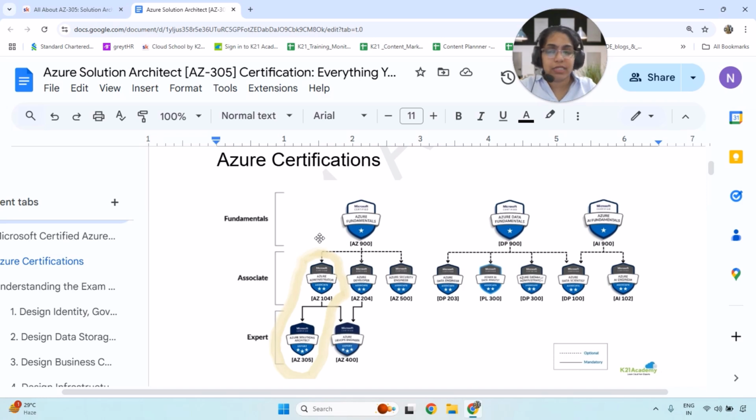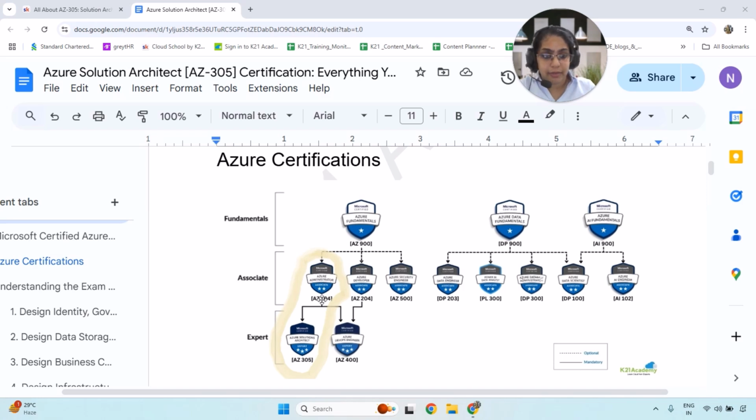Now, if you're going for the AZ-305 certification, there is a mandation that you should have cleared your AZ-104 certification. You can see we have 2 different kinds of lines in this flow chart. One is a dotted line, the other one is a straight line. Dotted line means it's optional, which means that if you're planning to go for the AZ-104 certification, it's optional that you clear AZ-900. There is no mandatory rule that you have to first clear AZ-900 and only then go for AZ-104. It's not like that. But for AZ-104 and AZ-305, you can see it's a mandatory, straight line.